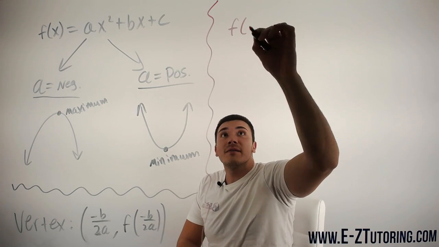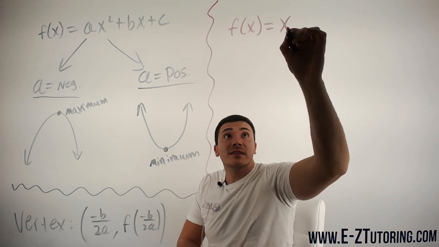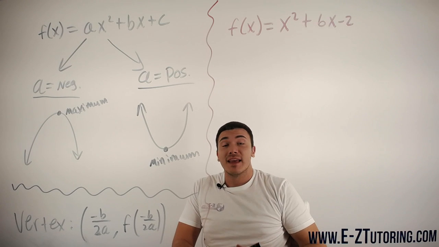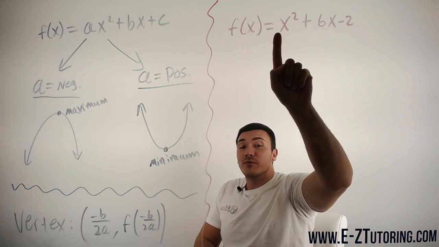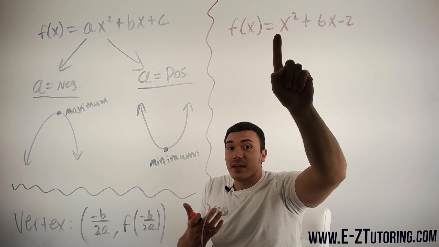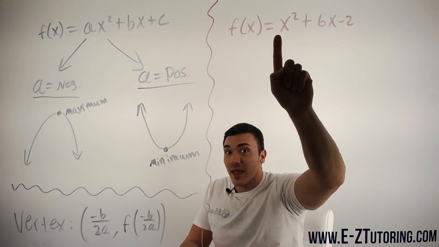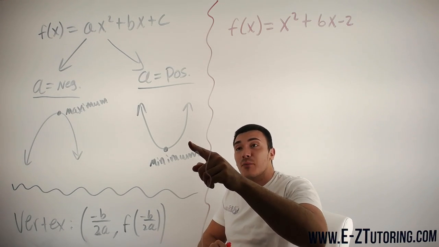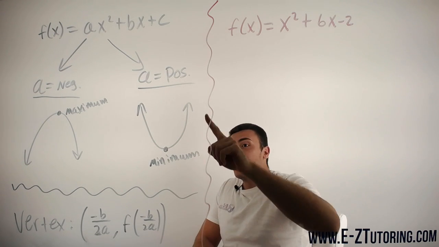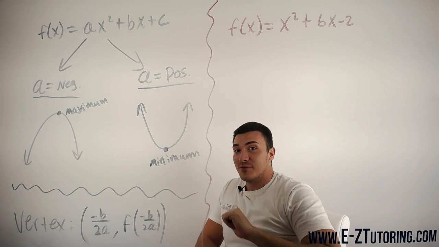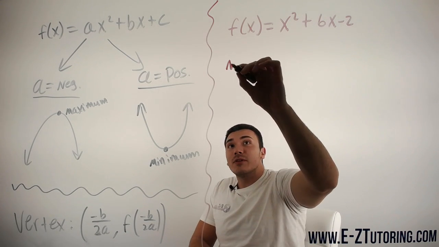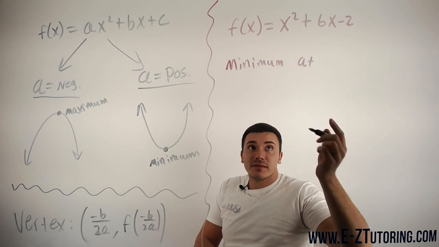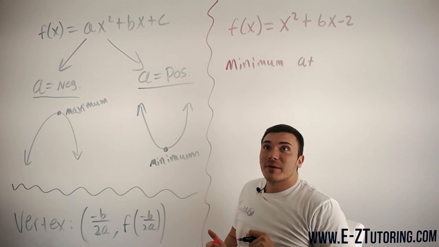Let's suppose that f of x equals x squared plus 6x minus 2. In this case, our a value, the number in front of x squared, there is no number, so we can conclude that our a value is 1. So our a value is clearly positive. So we can look at this case and we know our parabola is going to open upwards, which means we're going to have a minimum value. So we can say that this is going to have a minimum at, and let's go ahead and find out where it has a minimum.